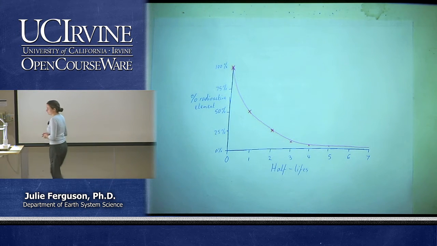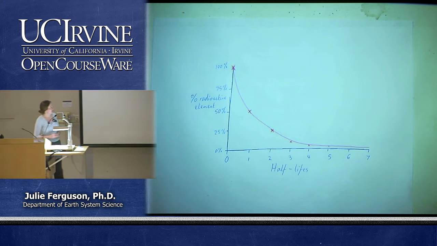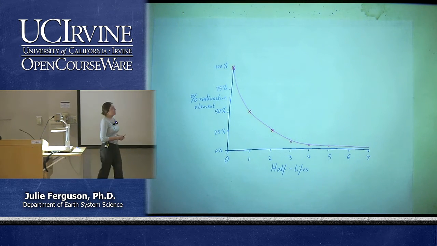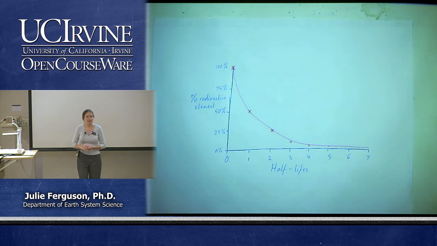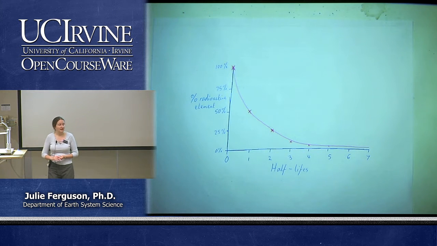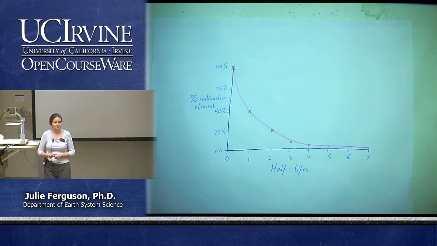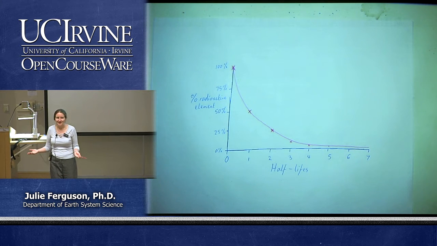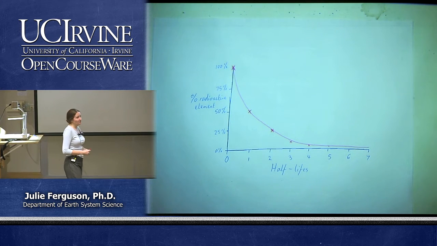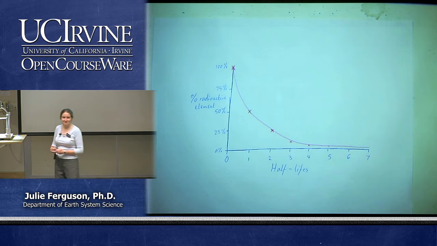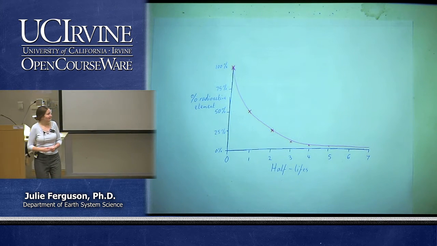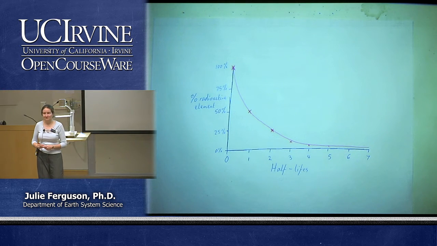Everyone's following so far? Okay. So if I start off with 100 radioactive atoms, how many am I going to end up with after 2 half-lives? 25. What happens if I start off with 1,000,000 atoms to begin with? How many am I going to be left with after 2 half-lives?